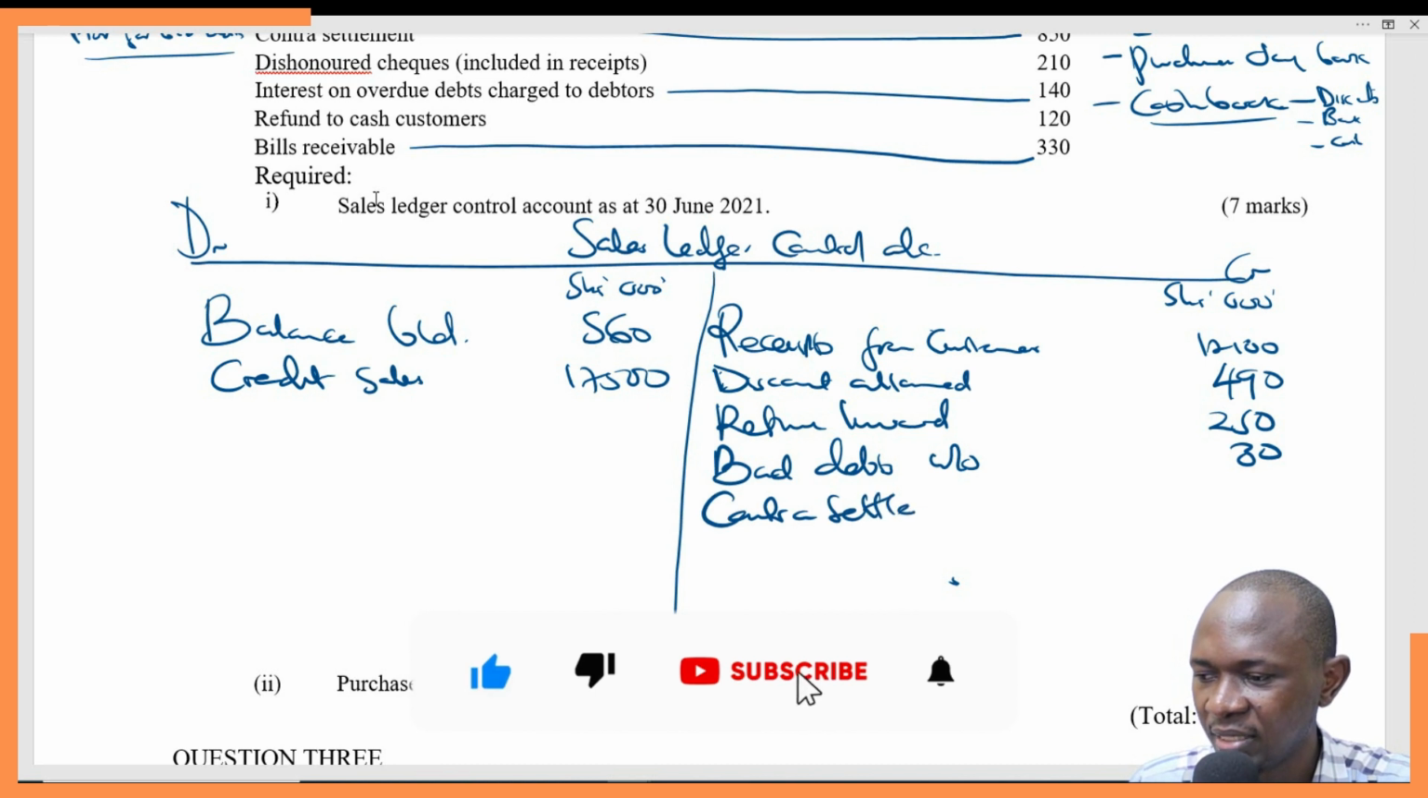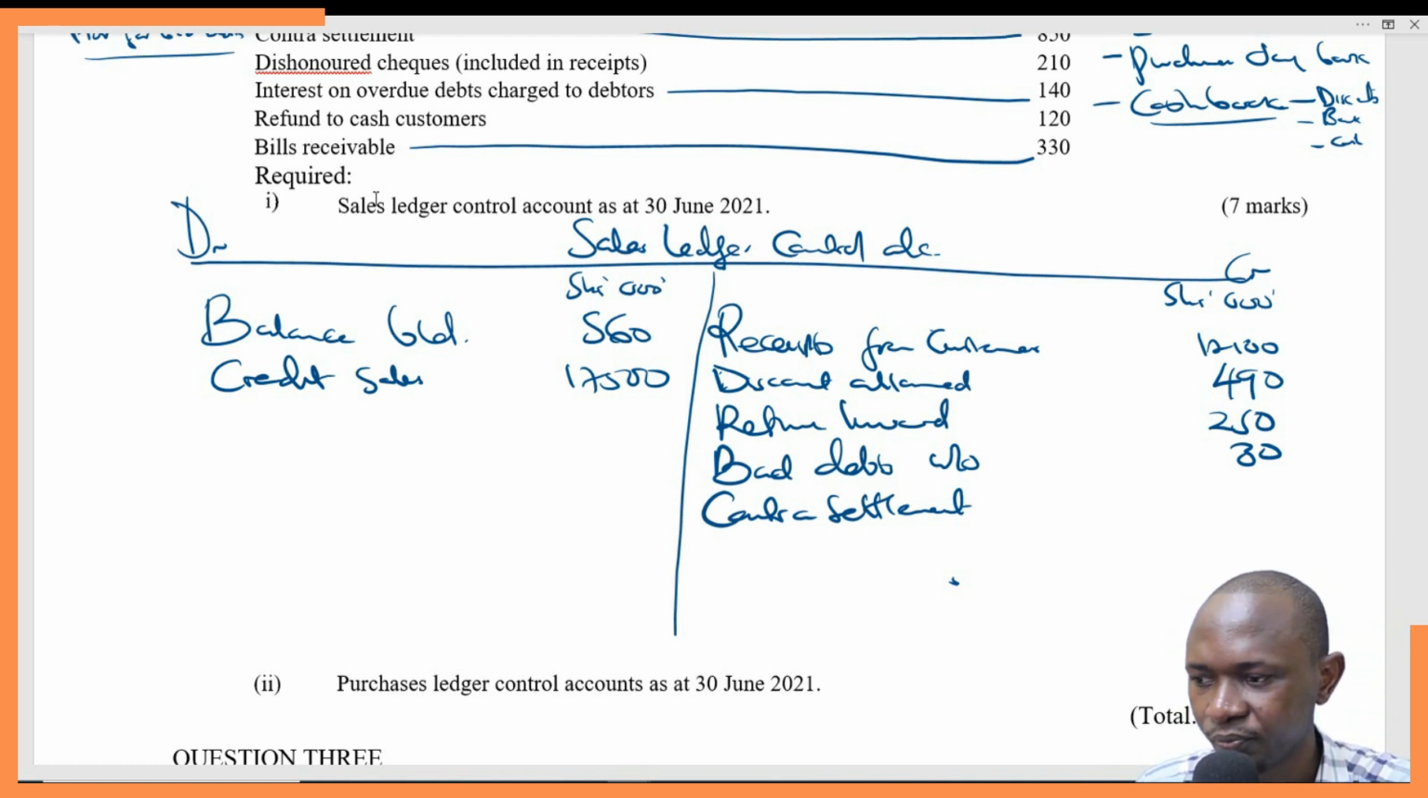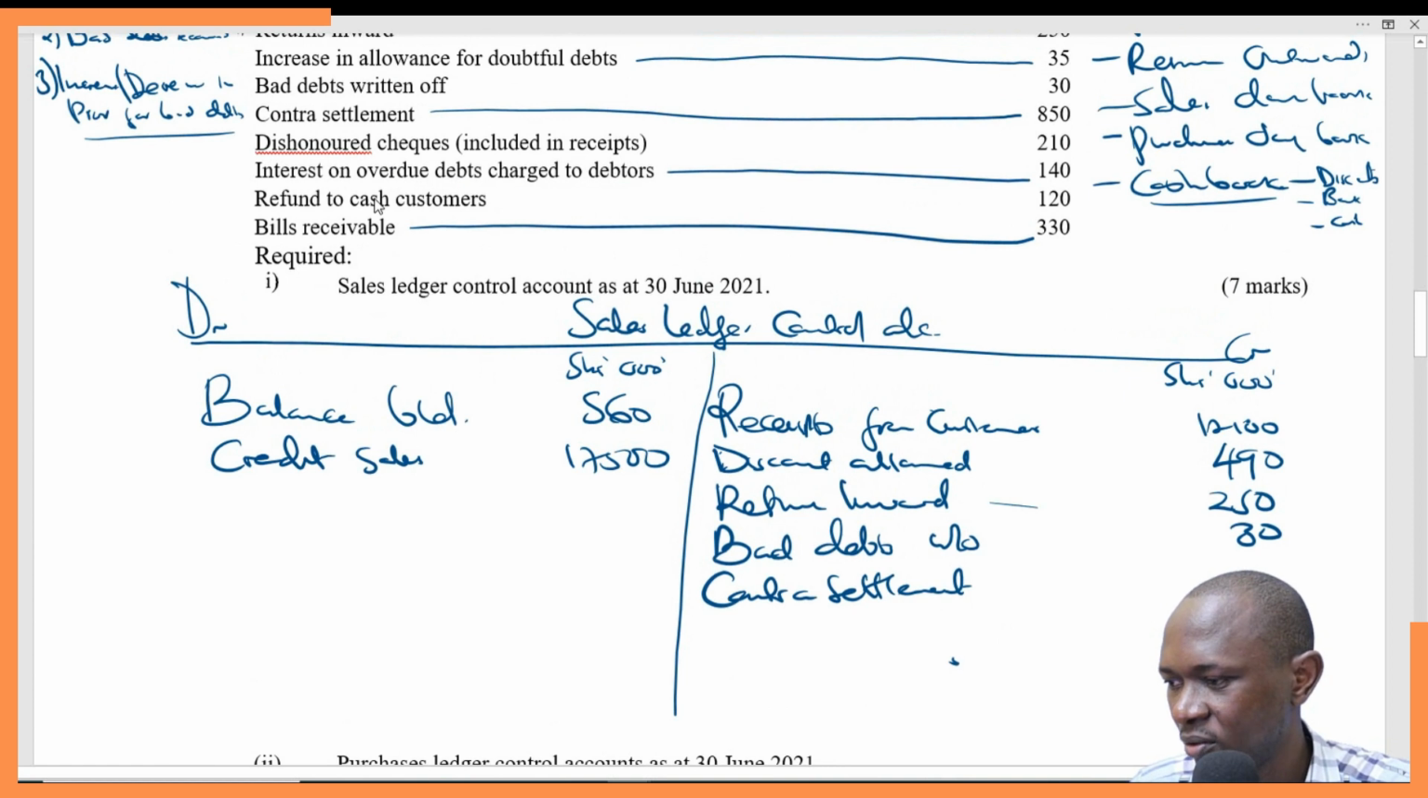Contra settlement, it's like he has bought goods from us, or we have sold goods to him, but then we are charging to his other account, the purchase account. So contra settlement, this is 850, we'll have it there.